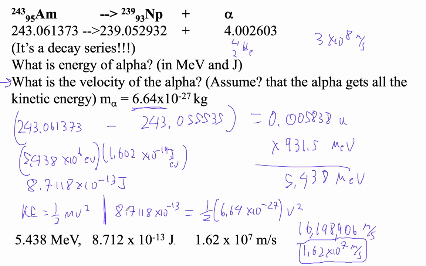And the reason that you can't use this formula is that this mass does not stay constant. Okay, and we'll look at the end of the year, we'll look at how you actually calculate relativistic kinetic energies. And it's not hard, you just have to take into account the mass.